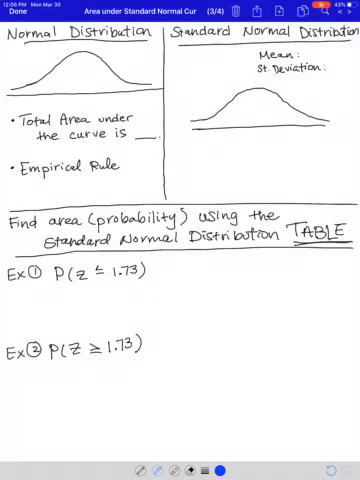Today we're going to look at the standard normal distribution. But first, let's just recall a few things about any normal distribution. A normal distribution has this bell shape, and it is centered about the mean mu.